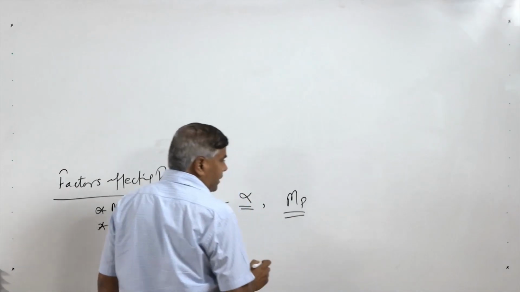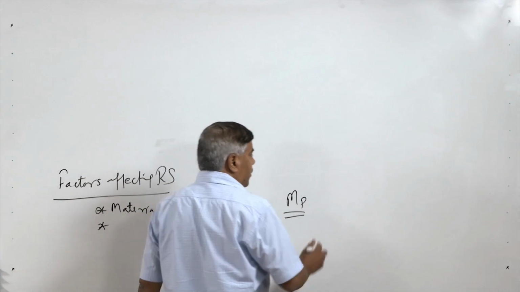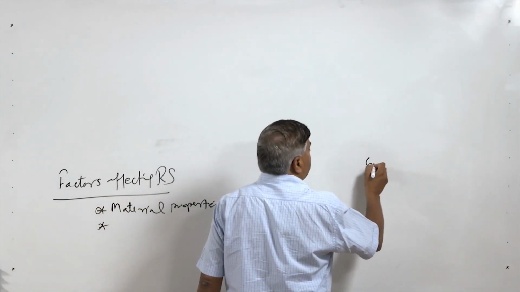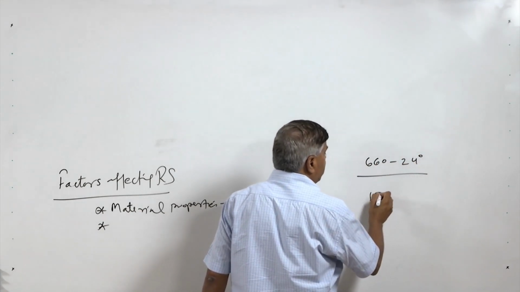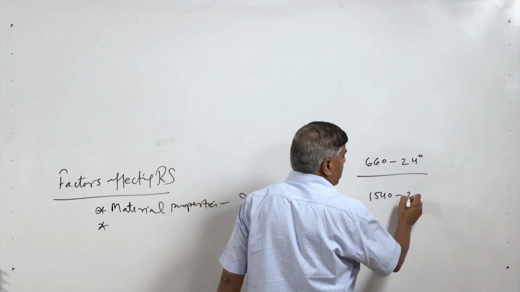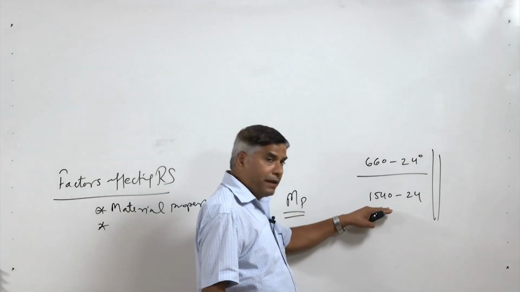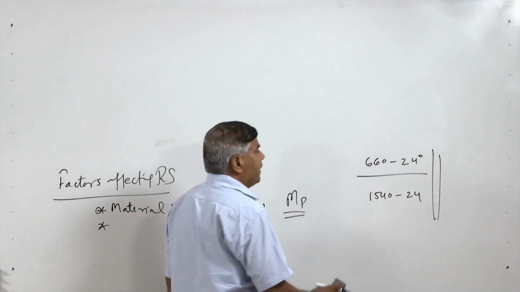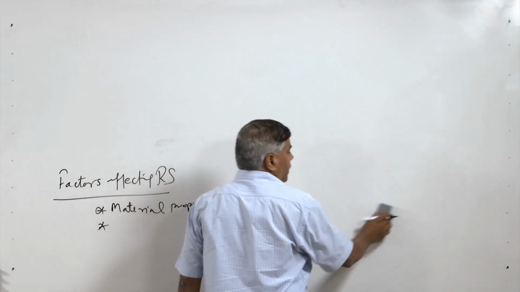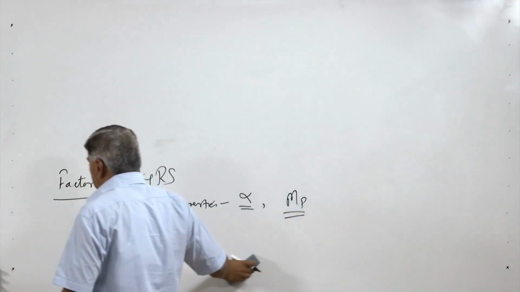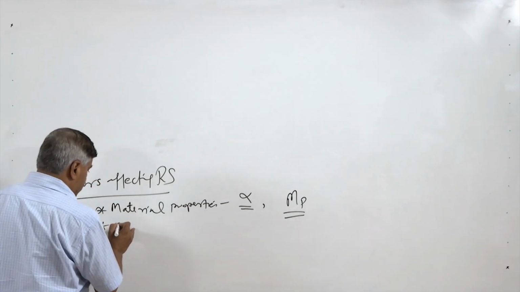So, if the melting point is high, then it will have a much wider range of temperature drop, like aluminum will be shrinking from say 660 to 24 degrees centigrade, while the steel will be shrinking from say 1540 to 24. So, there is a much wider range of temperature through which shrinkage will be occurring in the case of iron as compared to aluminum. So, it is the temperature from where the solidification completes, and then shrinkage in the solid state will be occurring.